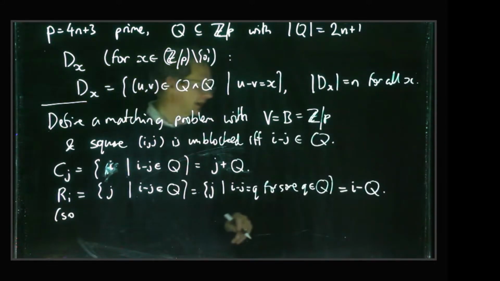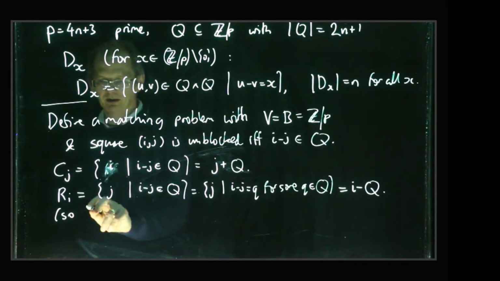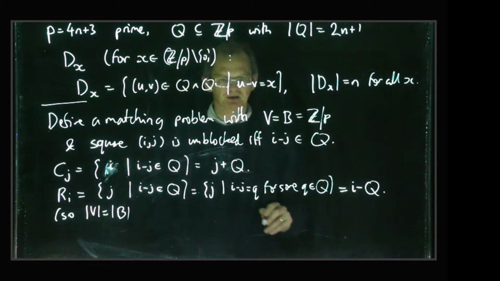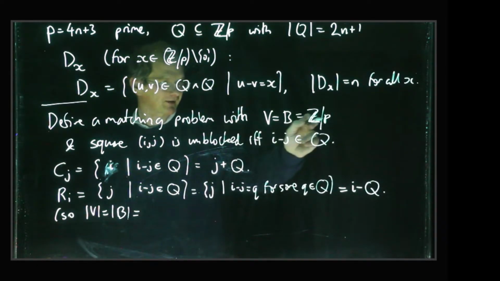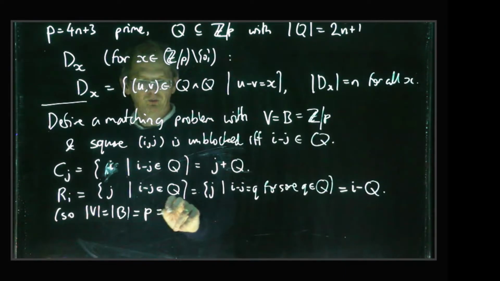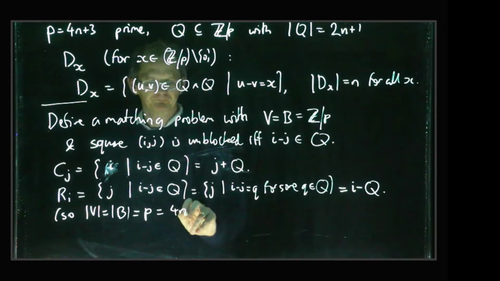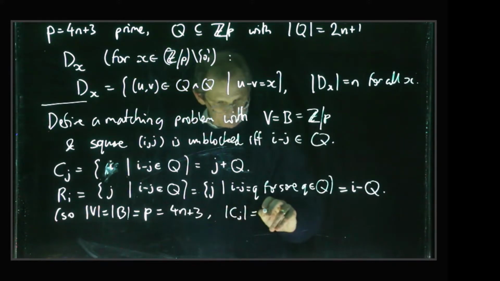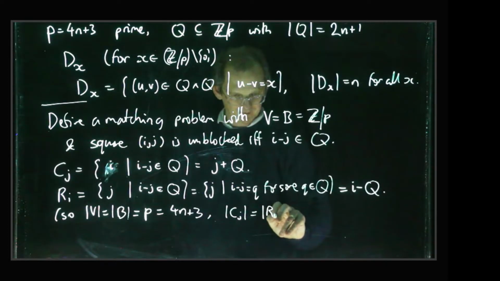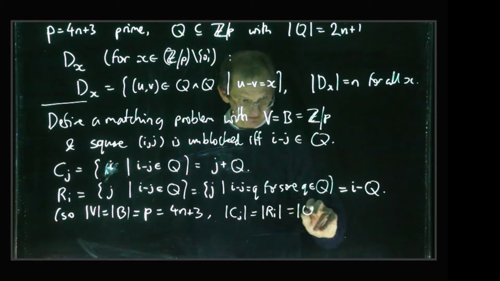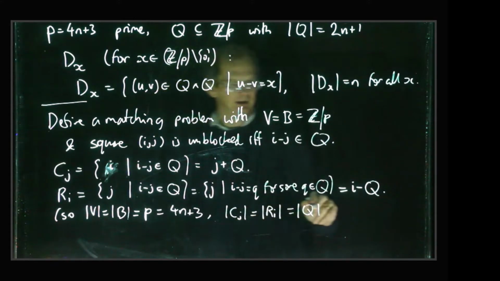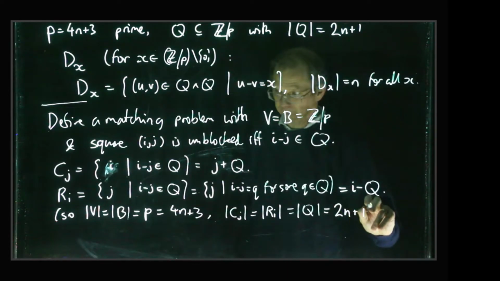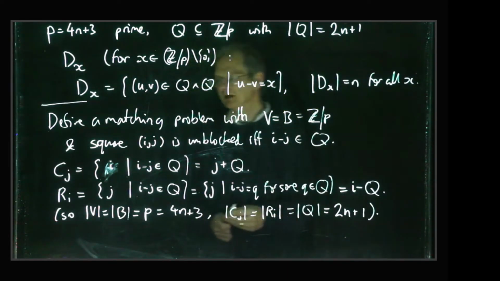So what do we see here? Well, it's kind of clear, firstly, that the number of varieties and the number of blocks are both equal to the size of the set Z mod P. In other words, that's P, which is 4n plus 3. And the column sets and the row sets both have size equal to the size of the set Q, which was 2n plus 1. Okay, and that's most of what we need for a block design.